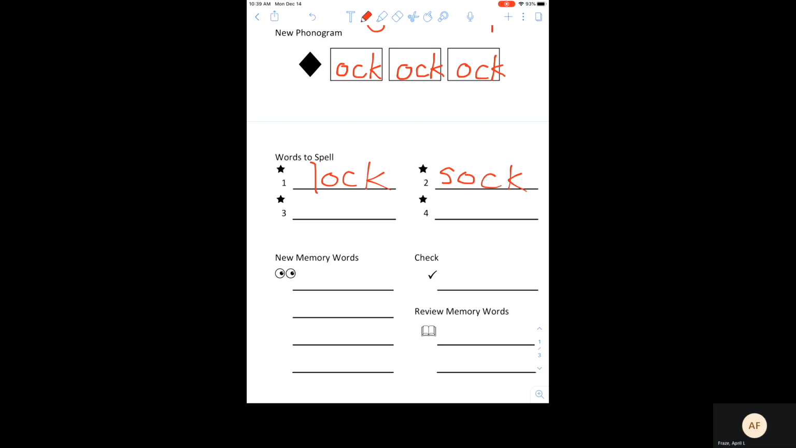Number three, rock. Number four is going to be a little bit of a challenge for you. Hopefully you're ready for something a little more tricky. Write the word shock.